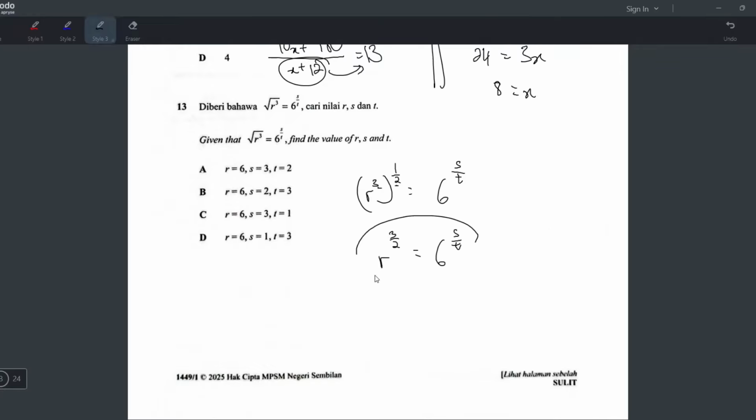And the reason I do that is because I want to compare. I want to make sure that both sides are written in the same form. Because here there's a bracket, but here no bracket. So now I make it so that both sides have no bracket. So now I can compare. So the R should be 6. And then the S should be 3. And then the T should be 2. So R6 S3 T2. The answer is A.